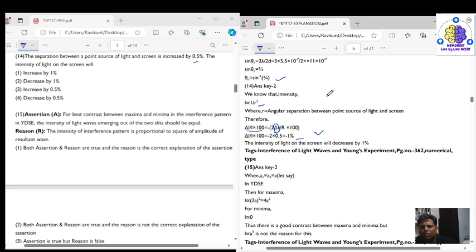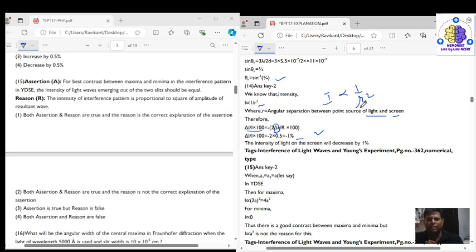So here the two things which we have used: we have used the error analysis, and the relation which we have used here is that intensity follows the inverse square law, that is, it is inversely proportional to the square of the distance between the light source and the screen, right? So let's come to question number 15 then.